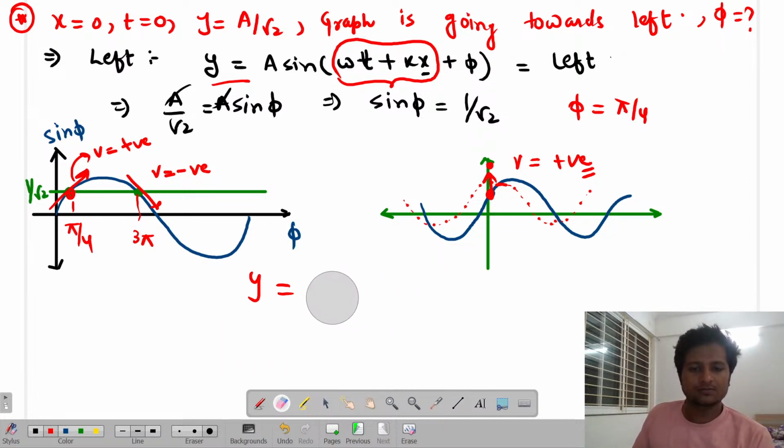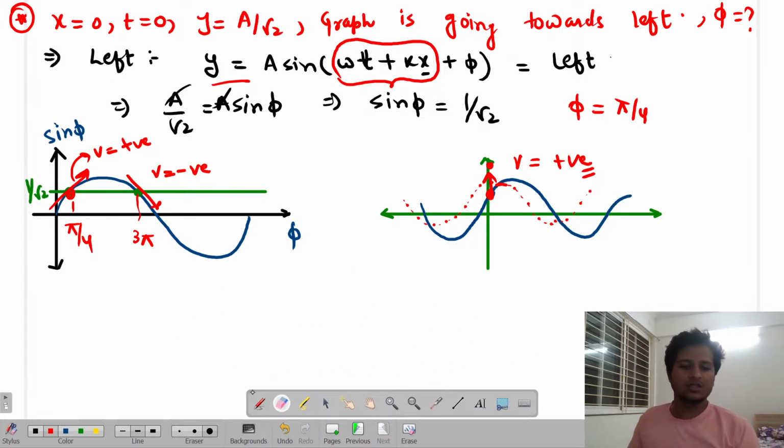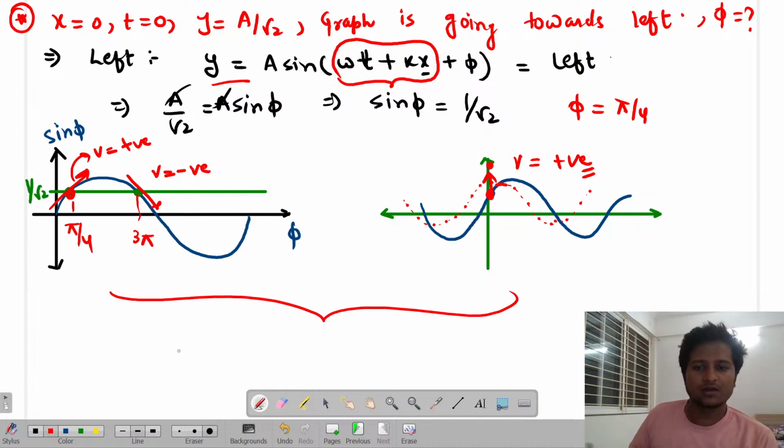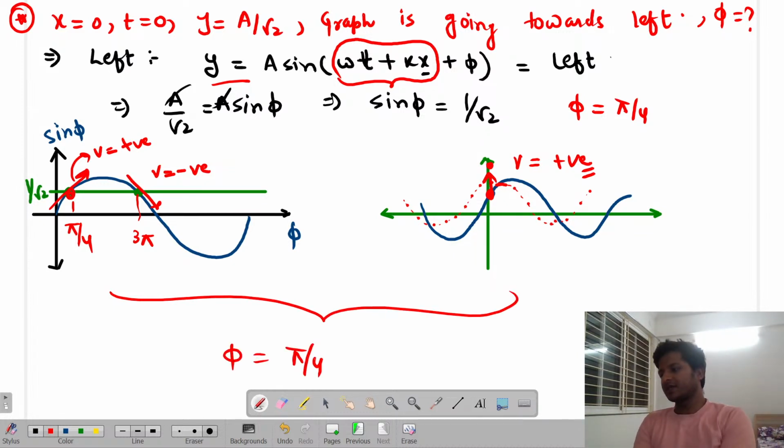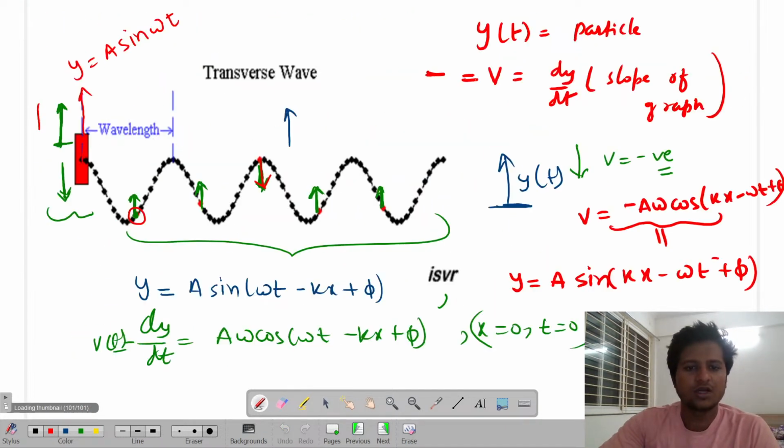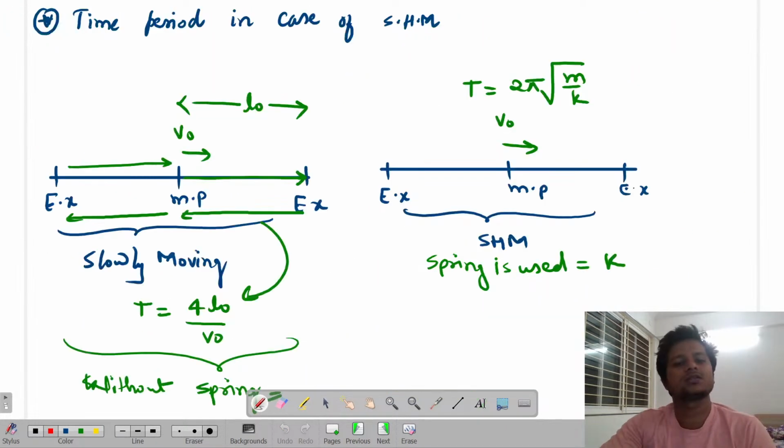Okay. Now you got the idea. So this is why here phi will be pi by 4. Now you got the idea or not? Is this clear, everyone? Okay, so this is what we wanted to tell about today's important things.